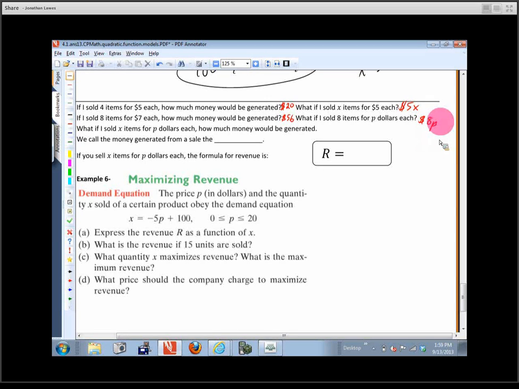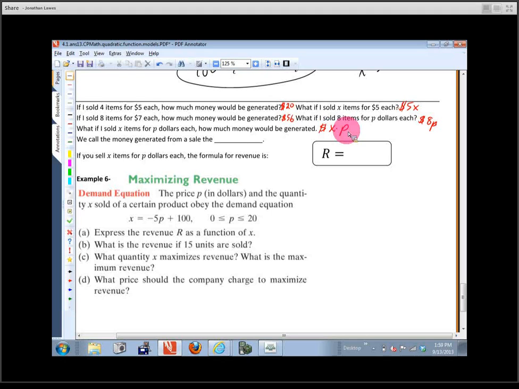Okay? So I've got a variable expression that will tell me how much money I generated if they're $5 a piece. You tell me how many I sold. And I've got a variable expression that represents how much money I generated if I sell them for this much. You tell me what the price is. Okay? All right. So what if I sold X items for P dollars each? How would I represent how much money's generated? What is it, Bree? It's X times P. So it's the number that I sell times the price that I sell them for. That represents how much money I generated by selling X items if they're priced at P dollars each.